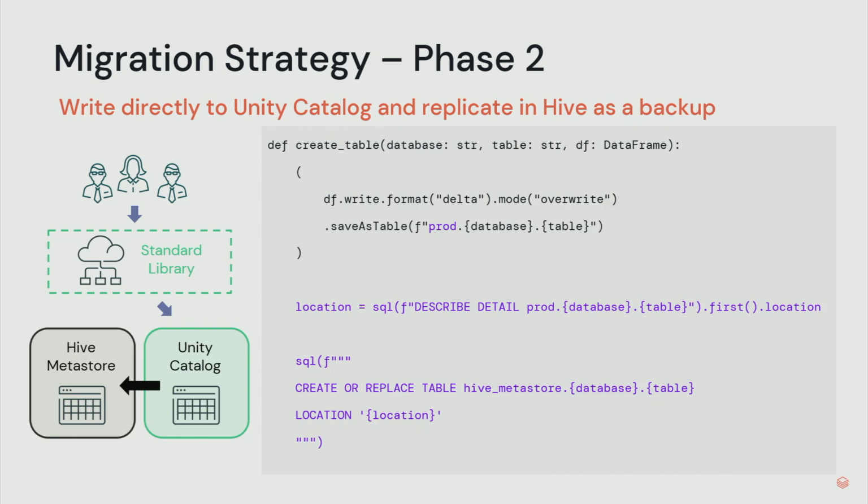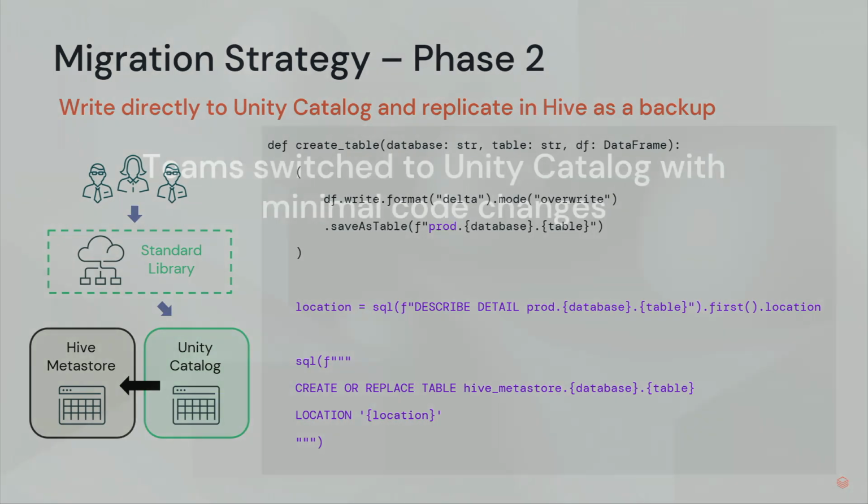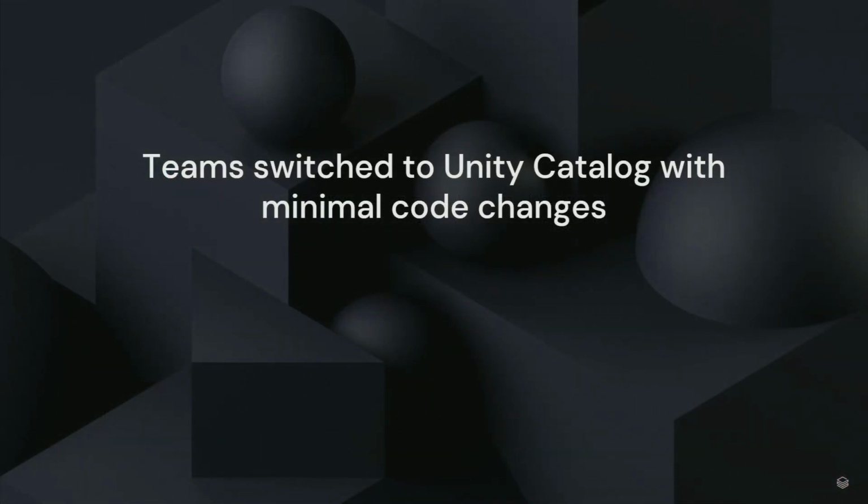It's a very simple example of what we did, but the key thing here is at any given time, all of anyone's tables within our Lakehouse was accessible in Unity and Hive for the purpose of this migration. And what that really allowed us is it enabled our teams to switch to Unity Catalog with minimal code changes. And it did take a little bit of extra work, but it also goes to show you how compatible Unity is with Spark out of the box and existing workflows, because it's really just about copying metadata over.